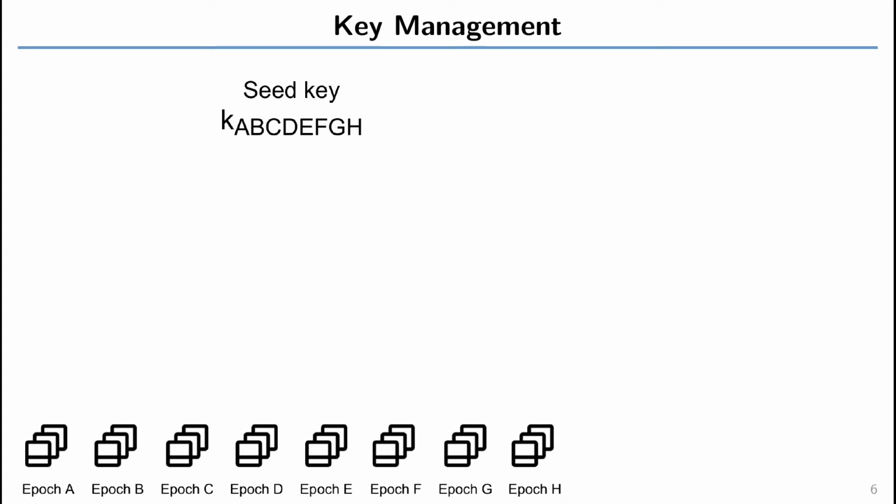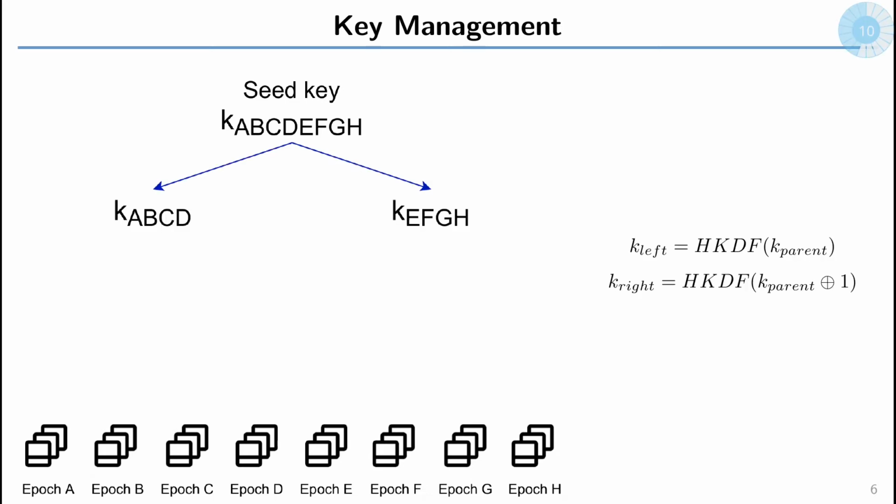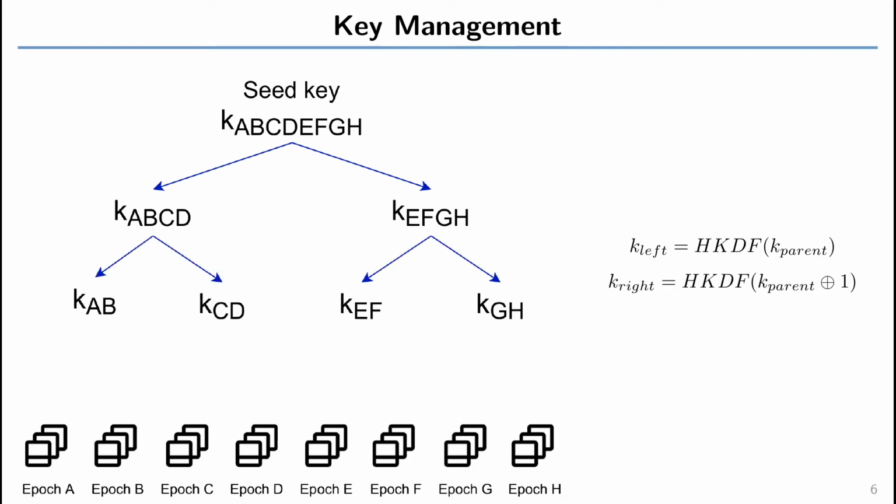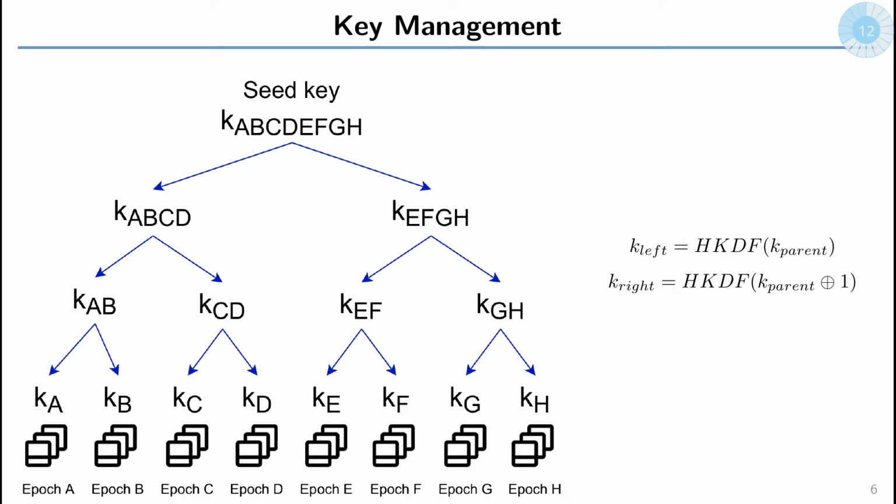For that, we are going to use a binary key tree that is built the following way. From a seed key, we are going to be able to derive lower keys in the tree by applying a hash-based key derivation function, or HKDF. This HKDF function is a one-way function. This means that we can only derive lower keys from upper keys and not the other way around in this key tree. This is going to be an important aspect for the rest of the system and for its privacy guarantees.